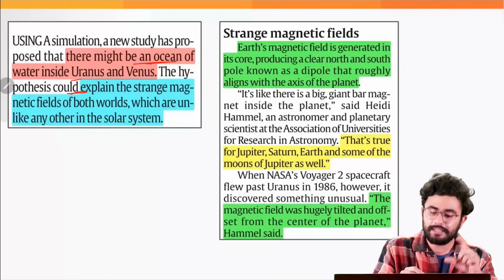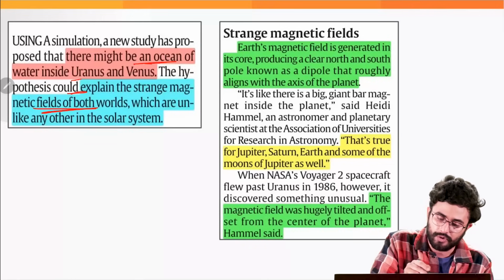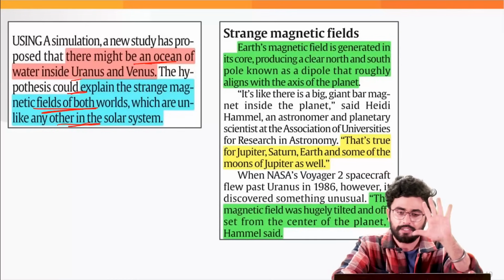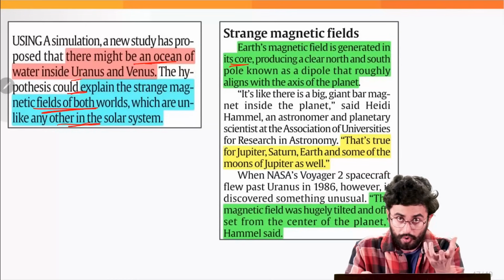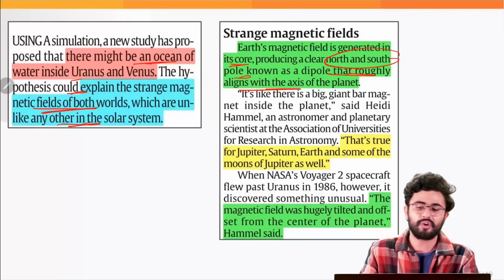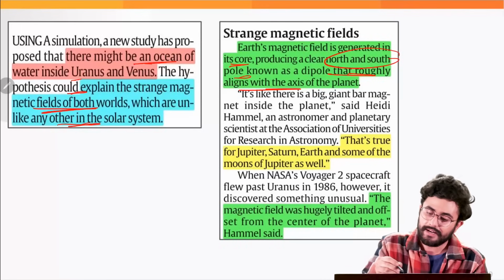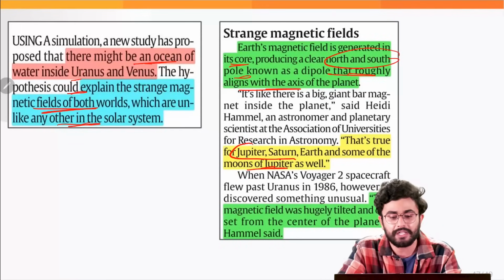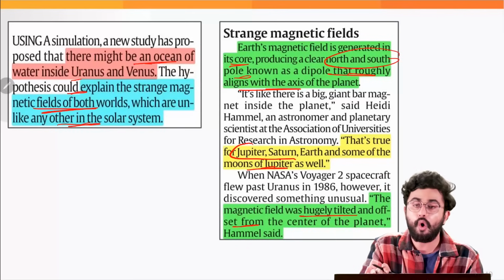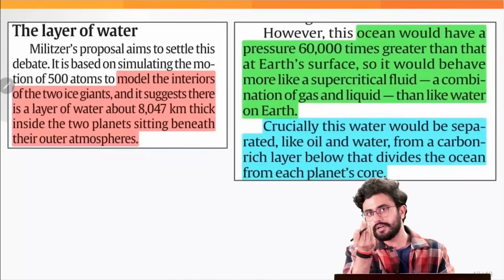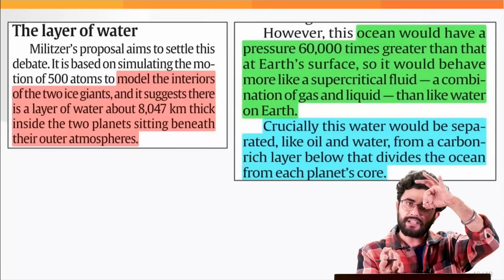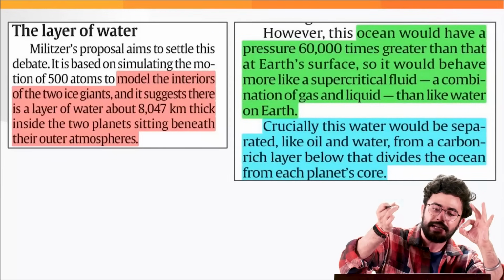So the hypothesis explains the strange magnetic field of both of these worlds, which are unlike any other in the solar system. So when we talk about the magnetic field, the Earth's magnetic field is generated in its core, and that produces what? A clear north and south pole known as a dipole that roughly aligns with the axis of the planet. Correct? So that is also true for other planets like, for example, Jupiter, Saturn and some of the moons of Jupiter as well. However, the magnetic fields of these 2 planets are hugely tilted and off from the center of the planet. So unlike our Earth, where we have a centered magnetic field with north and south pole, the kind of magnetic field which exists at Uranus is slightly tilted.